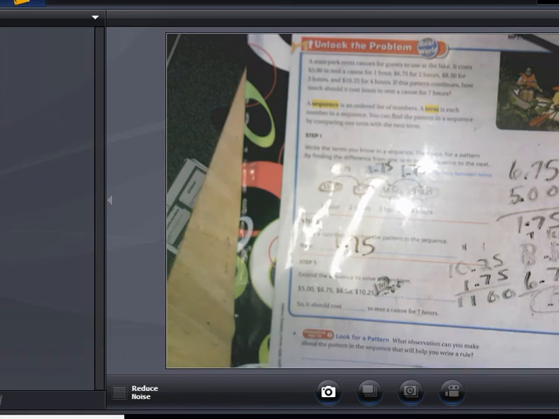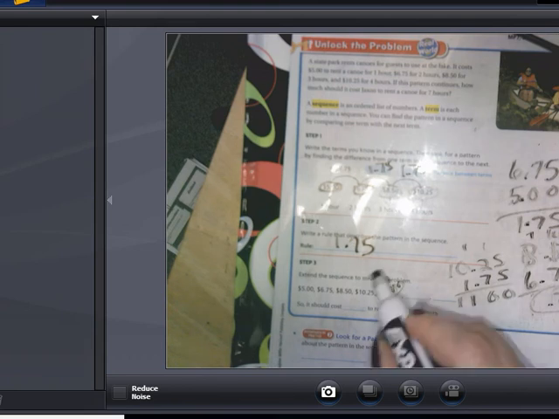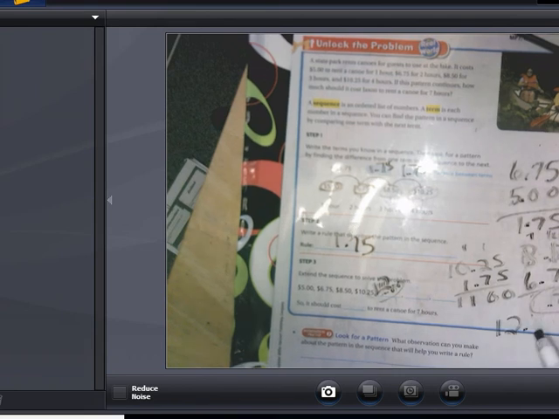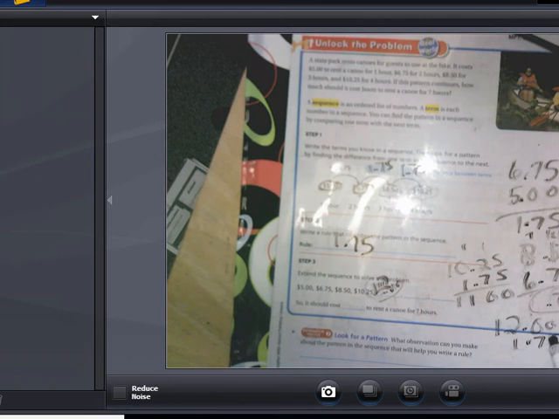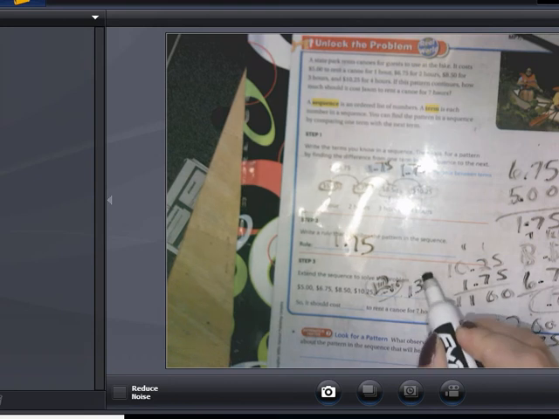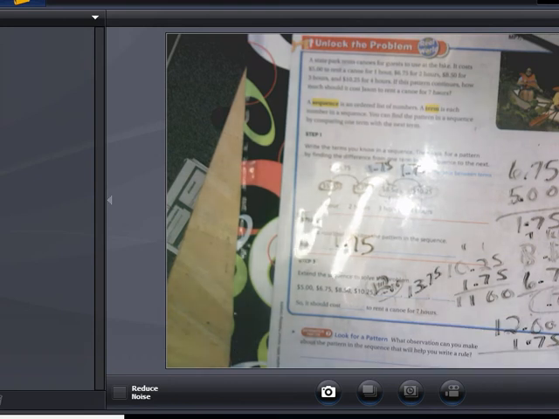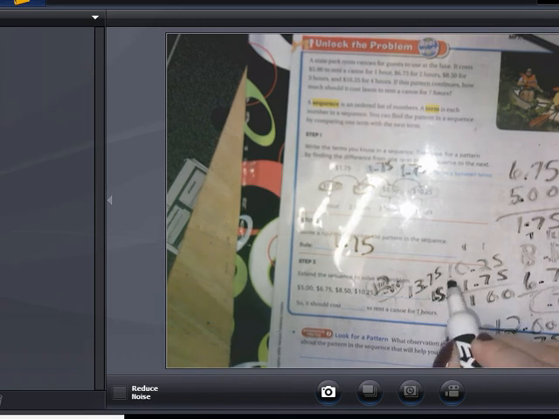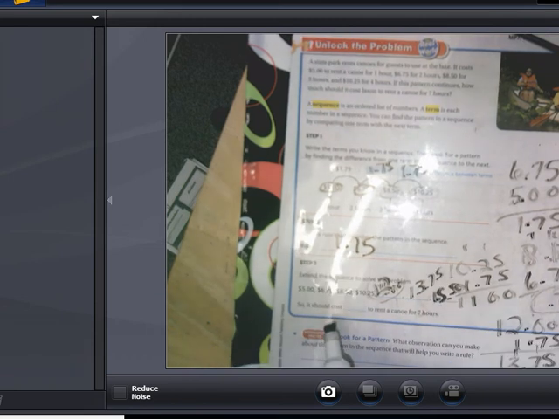My pen is awful. So then I would take this answer and add another $1.75, which would make it $13.75. I don't really need to write that; I can do that in my head. But if I have $13.75, I might have to add $1.75 onto that. And now I have $15.50.